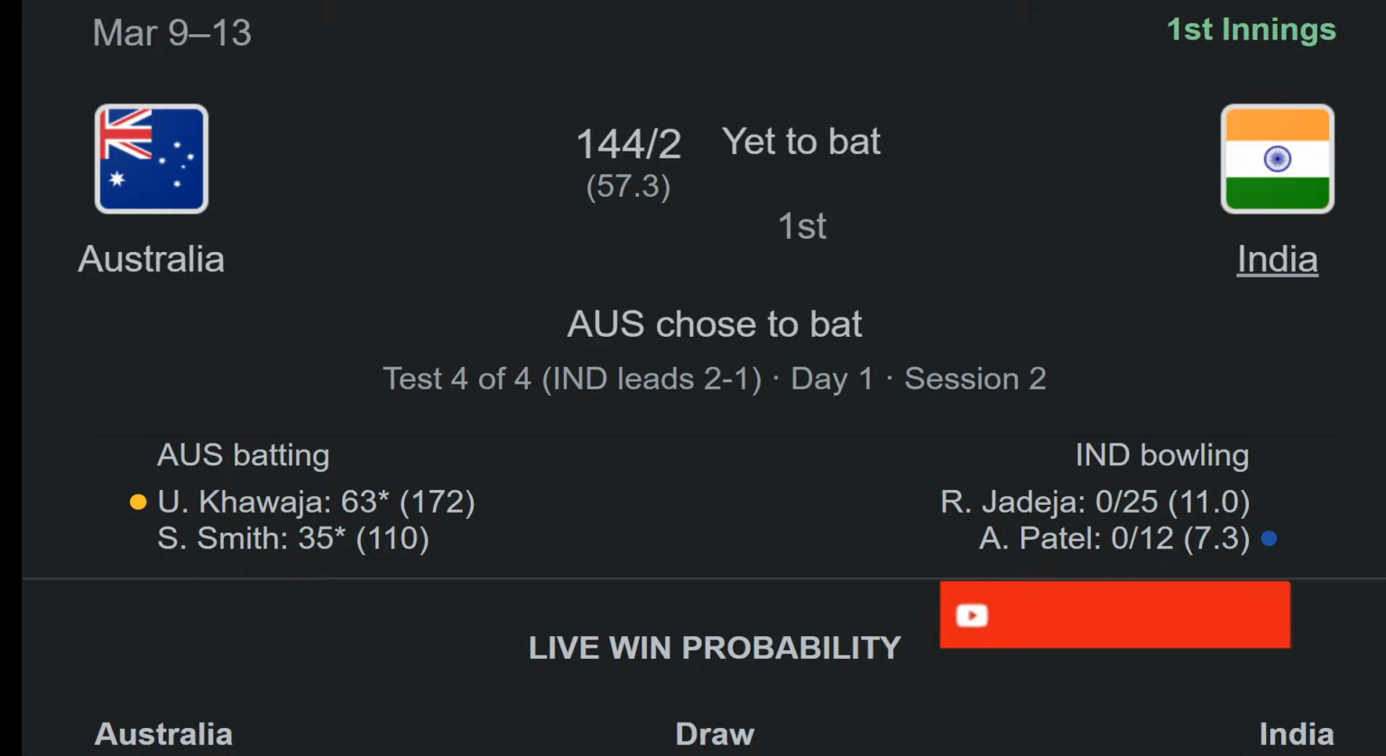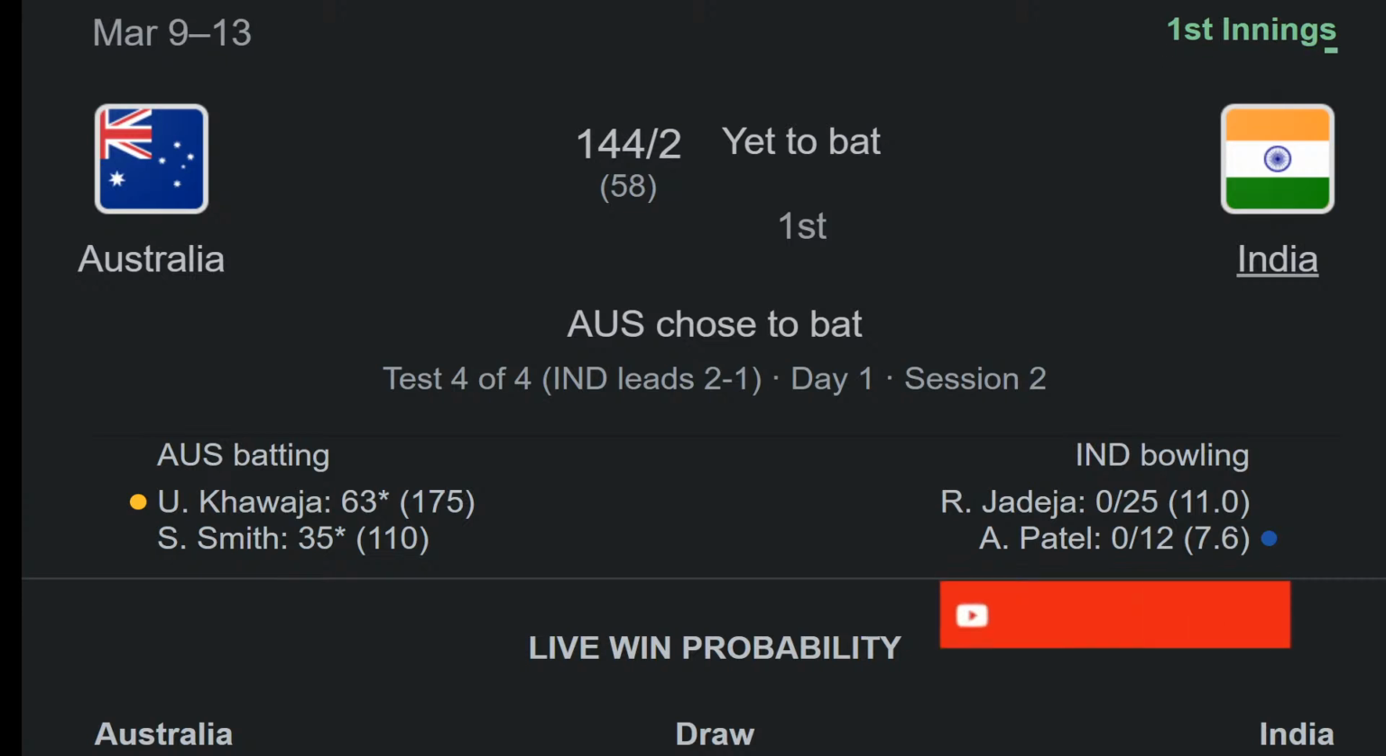144 for the loss of 2 wickets. Australia in their first innings, the fourth test against India. Here comes Axar to Khaja. Right to the fielder at square leg. No runs. 144 for the loss of 2 wickets.